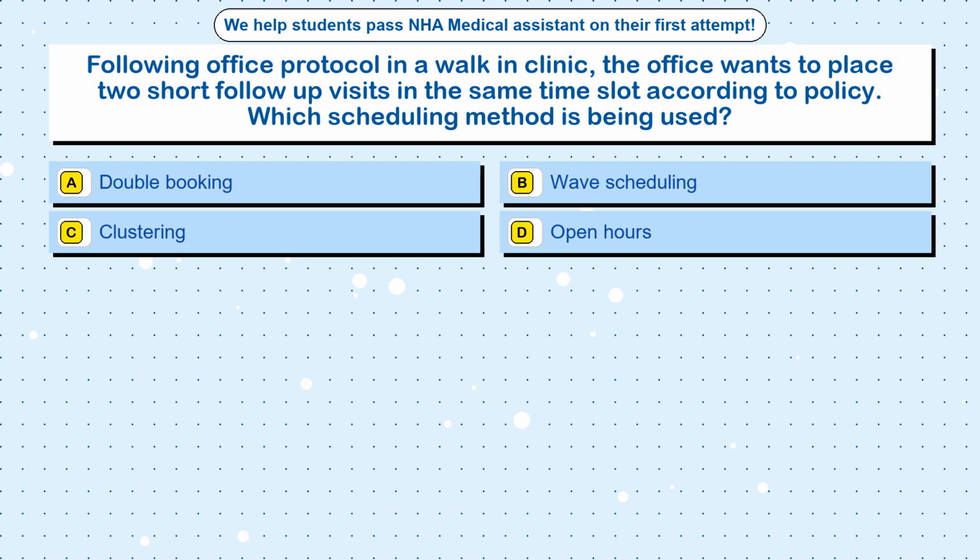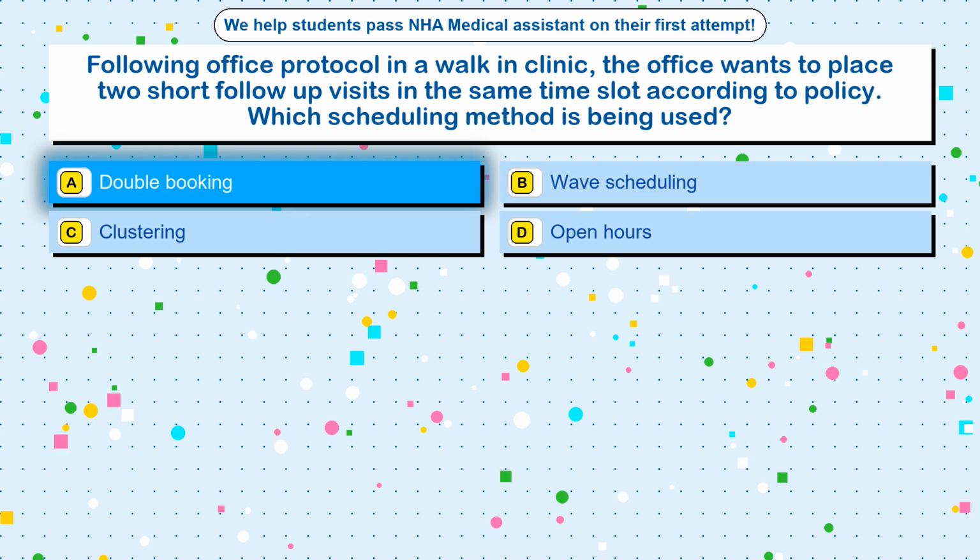Question 54. Following office protocol in a walk-in clinic, the office wants to place 2 short follow-up visits in the same time slot according to policy. Which scheduling method is being used? Option A, double booking. Option B, wave scheduling. Option C, clustering. Option D, open hours. The correct answer is option A, double booking.